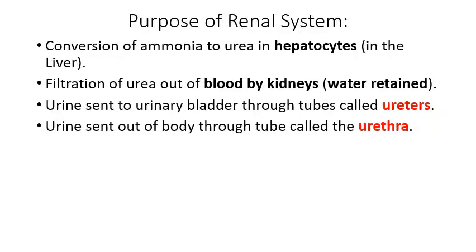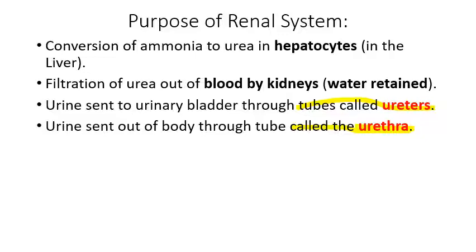All right, so as I said, conversion of ammonia to urea takes place in the hepatocytes, which are liver cells, of course. And then the urea is filtered out of the blood serum by the kidneys, and then the urine is sent to the urinary bladder through a pair of tubes called ureters. And then from the urinary bladder, the urine is sent out of the body in a single tube called the urethra. In men, of course, the urethra exits through the penis, and so urine comes out of the penis.